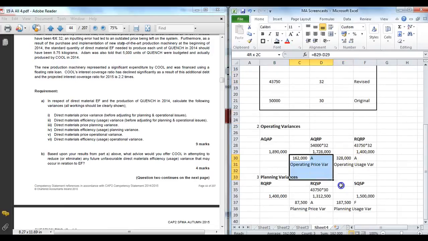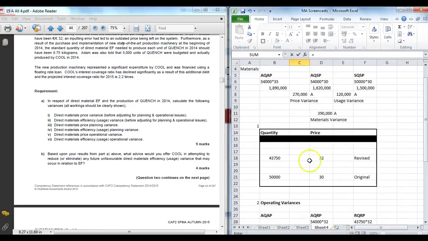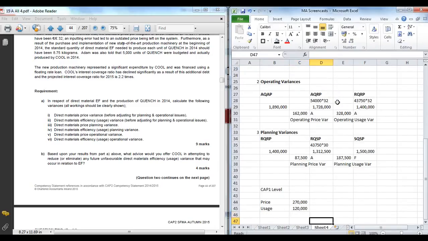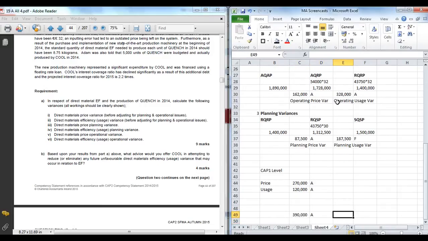We've split that into 4. But one important insight, and again we're not asked here, but you may be asked to compare them or discuss them in other questions, is to compare and contrast what I call the CAP1 level variances, which is price and usage. So if we just slot them here, and this is important because it's important to get an insight of how they're related to each other. So CAP1 level is 270 adverse and 120 adverse. So both of them are adverse, and the total then is 390 adverse.